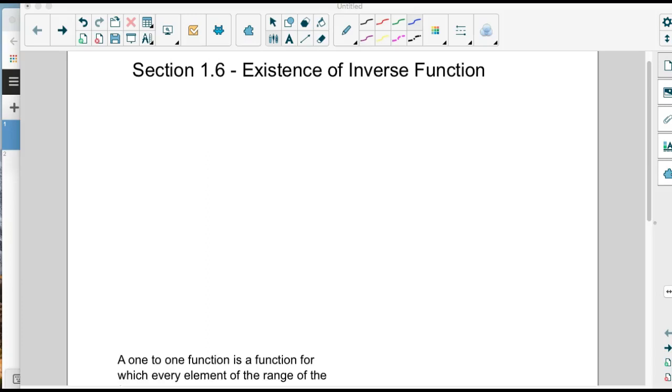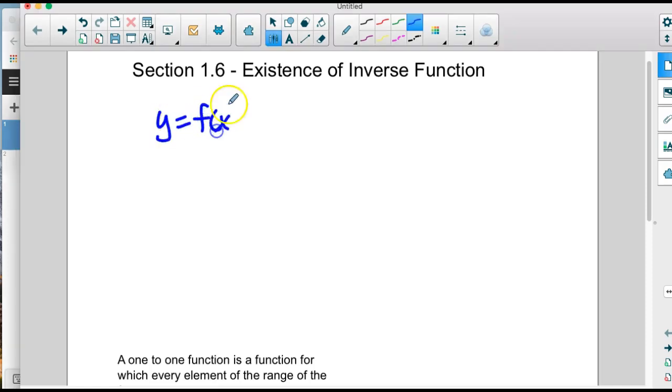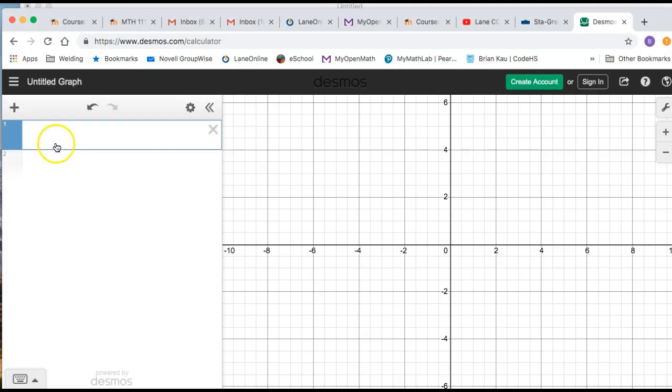Hello, and in this video we're going to look at whether every function has an inverse function. So we're looking at the existence of an inverse function. We're going to take a look at a simple function, y, or f of x equals x squared, as our beginning example. We're going to type that into our Desmos function here. Y equals x squared, and this is our function, y equals x squared. We're going to take a look at this in terms of whether it has an inverse function.